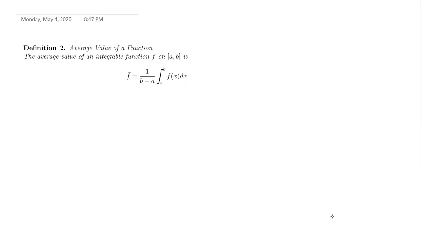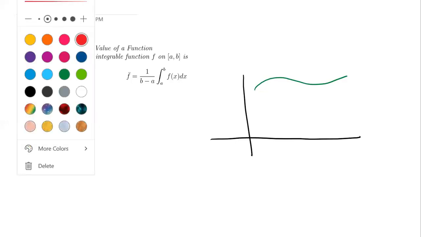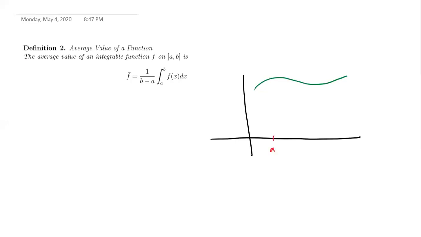And I kind of drew a picture, and let me draw it here again. Suppose we have some function here. Let's say we're in the interval a to b. So this is a, this is b. So we have this. I mentioned that you're really just taking an average with infinitely many points.